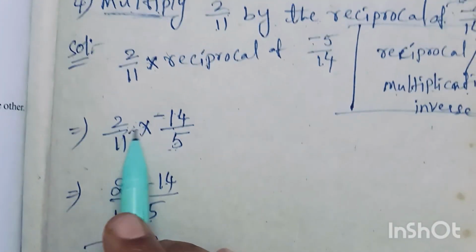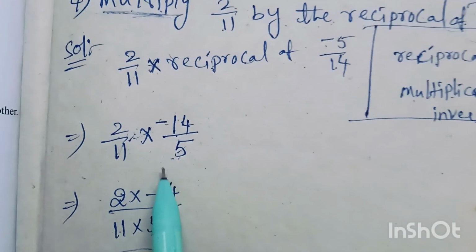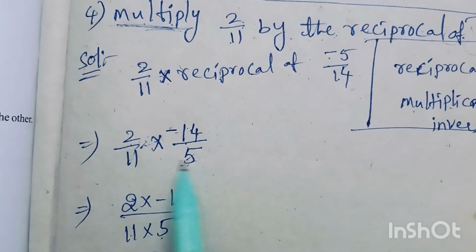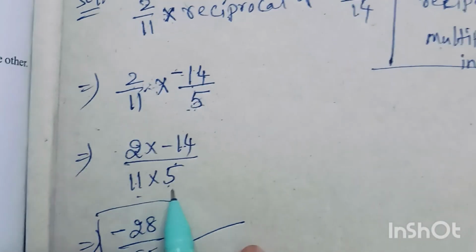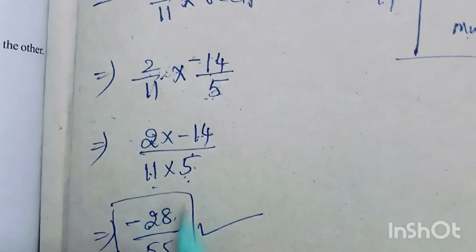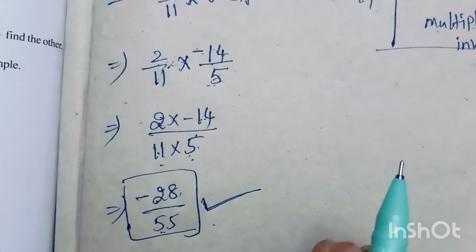Now, product of fractions. Already I said that in operations on rational numbers, it is the product of numerators by the product of denominators. Now 2 into 14 by 11 into 5. 2 14s are 28. 11 5s are 55. Now this is our answer.